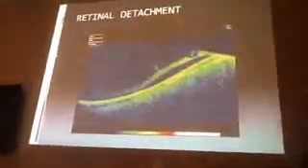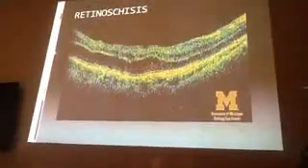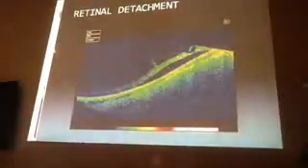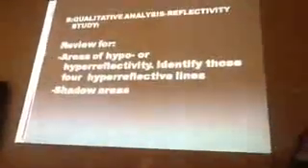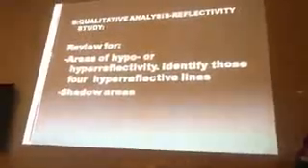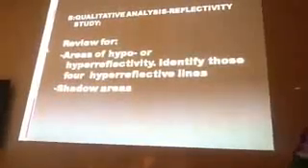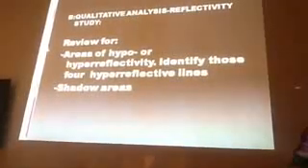This is a retinoschisis. Sorry, this is a retinoschisis. You can see that splitting there. This is a retinal detachment. You can see that. Now, done with the qualitative analysis, we now review the hypo and hyper reflectivity, identify those 4 hyper-reflective lines, look out for shadow areas.